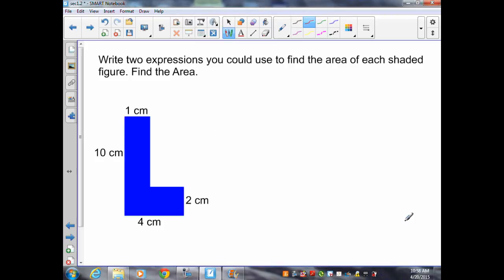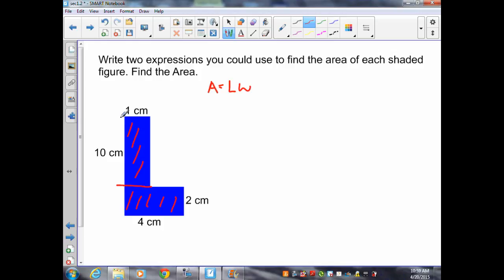On this problem, I want to write 2 expressions you could use to find the area of each shaded figure. Then I want to find the area. Let's begin by breaking this L-shaped figure into 2 pieces that I can find the area of. What I can do is break this here and find the area of this piece and add it to the area of this piece. And since they're both rectangles, I know that the area of a rectangle is going to equal length times width. I'm just going to have 2 of them.